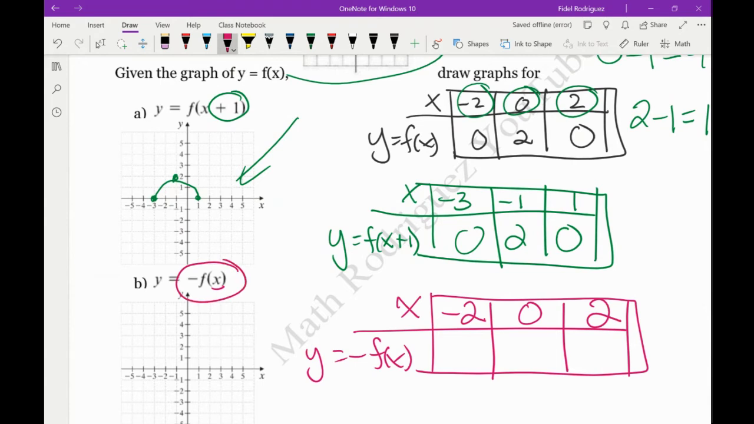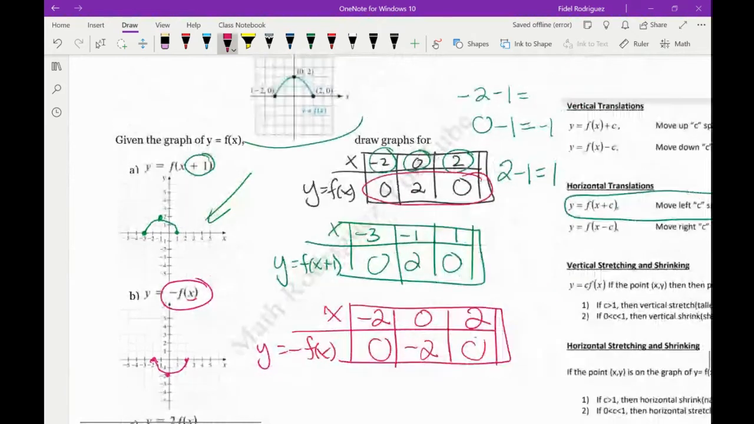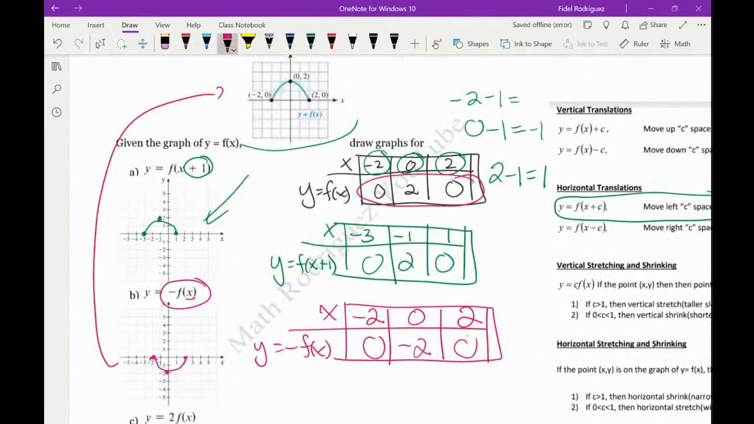We have a negative on the outside. All that means I'm going to do is change the signs of those original y values. Well, 0 is still 0, but +2 is now going to become -2, and that's still going to stay as 0. So -2 and 0 will still be right here, but now we're going to go to 0, -2, and 2, 0 right there. And there's my graph. And again, if you notice this graph here compared to that graph there, all we did is we flipped it over, right? We just flipped it across that x-axis.